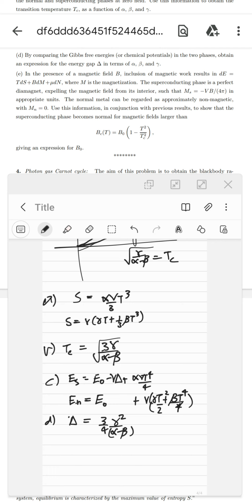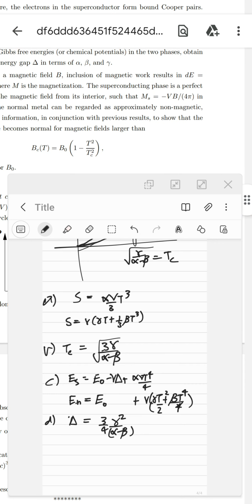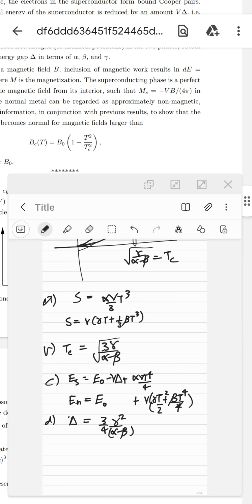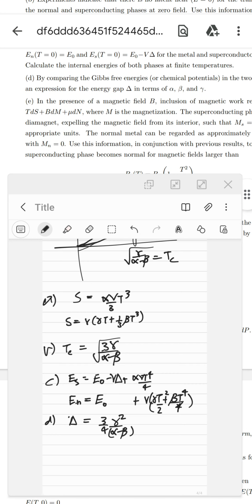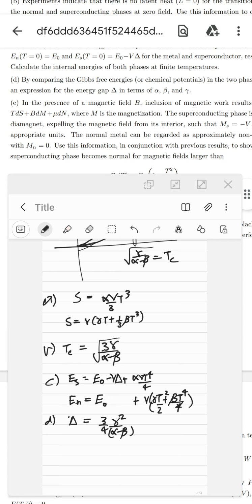What is Mn? It's like the magnetic field, and then you have this capital M thing. It's the magnetization. Okay, they have given us the magnetization, the functions for them basically. Minus Vb upon 4 pi. It's for the superconducting region. Cool.